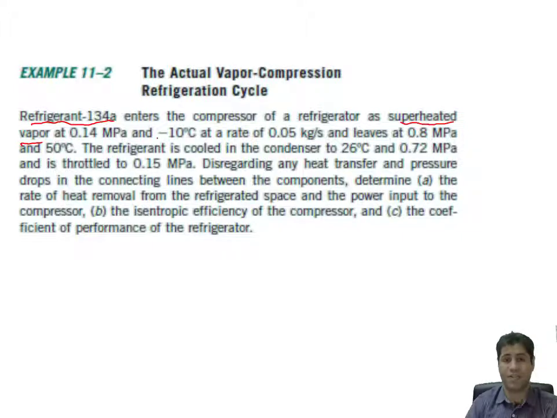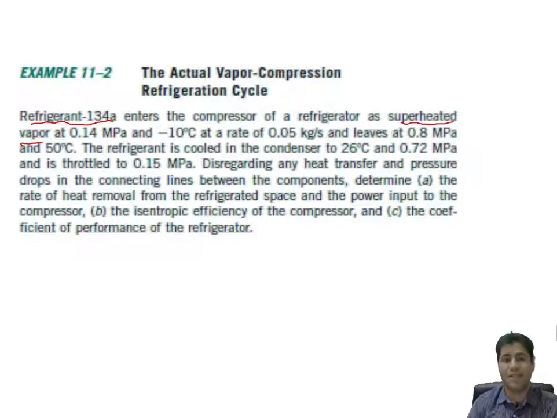So the pressure at the entrance of the compressor is 0.14 megapascal, and its temperature is negative 10 degrees Celsius. And the flow rate of this working fluid is 0.05 kilogram per second, and it leaves the compressor at 0.8 megapascal pressure and 50 degrees Celsius.